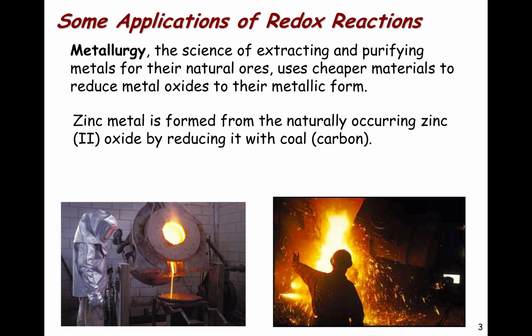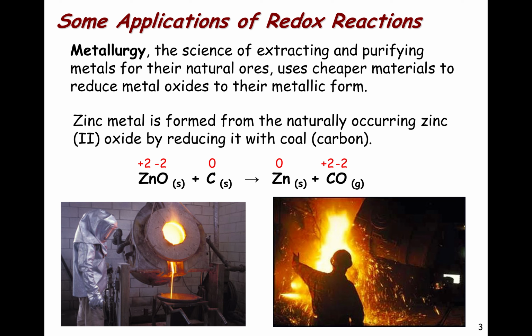There are a number of industrially important processes that involve redox reactions. One of them is production of zinc metal, and this can be formed from zinc oxide and reducing it with elemental carbon. And so in this case, we have the reaction shown here, where the zinc is in the form of zinc oxide. The zinc oxidation number is 2 plus, and it goes to elemental zinc, which is an oxidation number of 0, so zinc is being reduced.